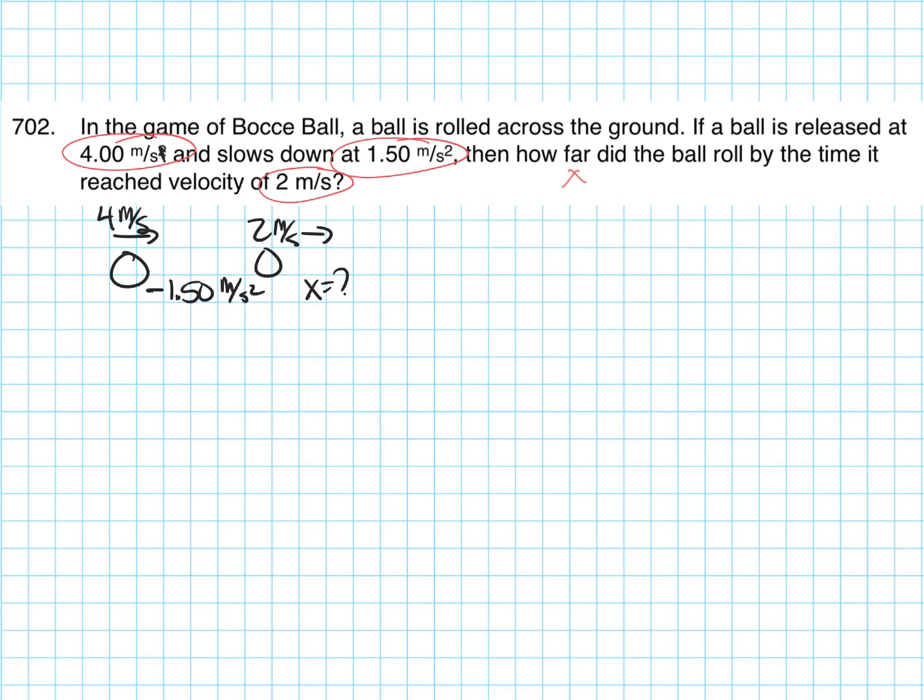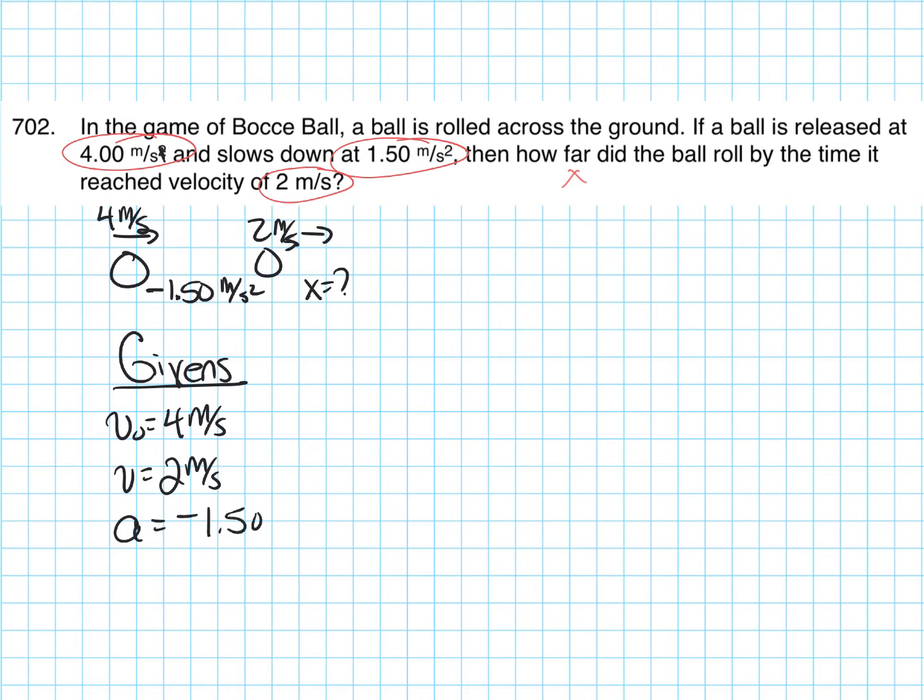So let's start with the givens. What do I know? All right, my givens. So I know the initial velocity is equal to 4 meters per second. I know the end of the story, which is the final velocity, is 2 meters per second. And this whole time, it's going to be losing velocity, so that's going to be a negative acceleration, 1.50 meters per second squared. I know it's losing velocity because it talks about it slowing down. And finally, I want to figure out how much distance all this takes.